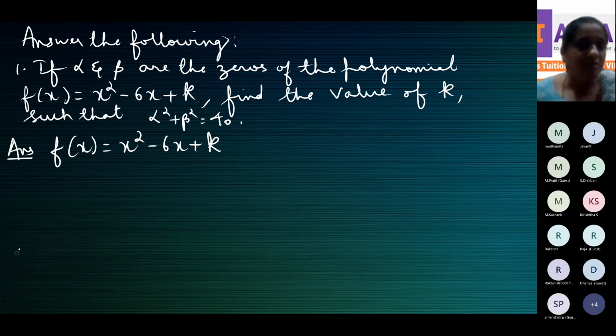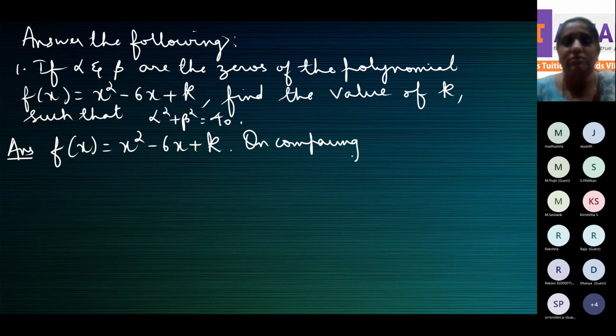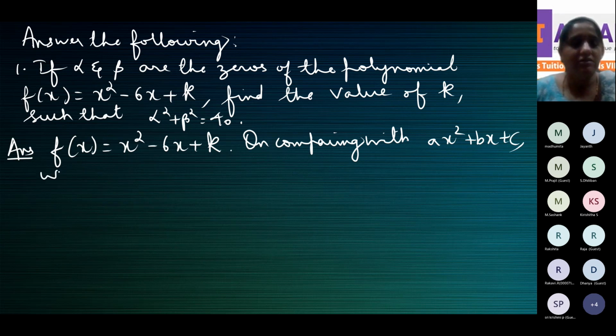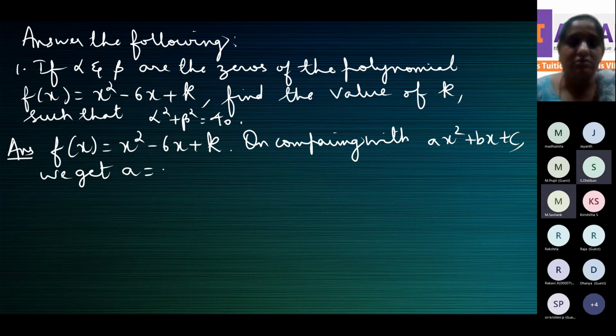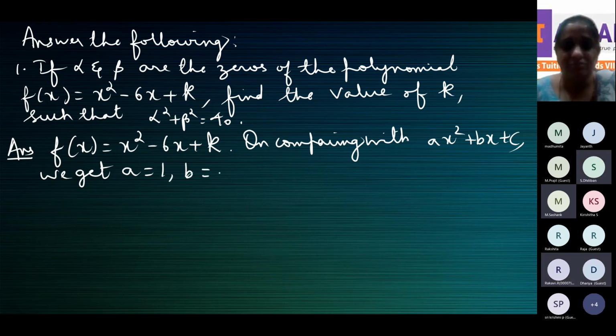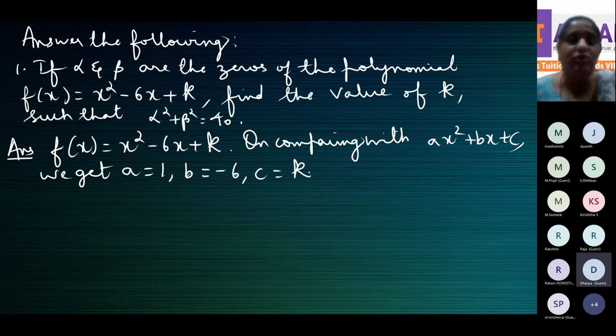So on comparing with ax squared plus bx plus c, what do you get? What's the value of a? 1. What's the value of b? Minus 6. And what's the value of c? k. Very good.